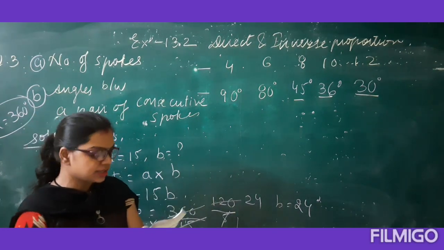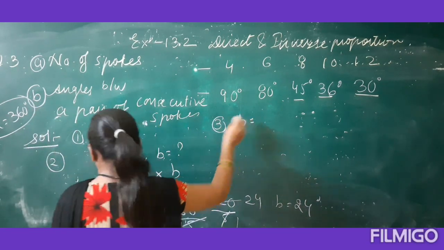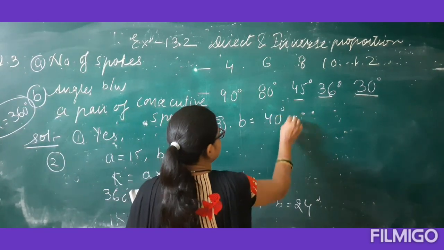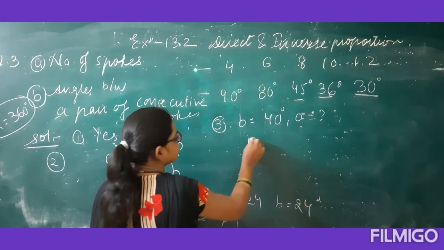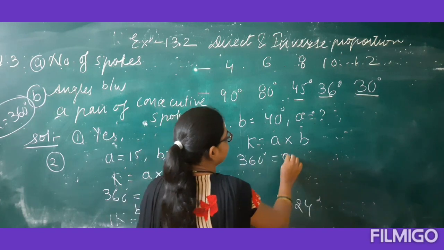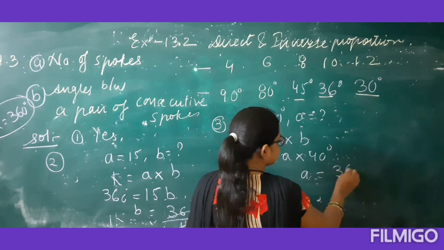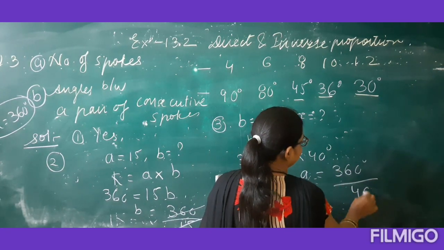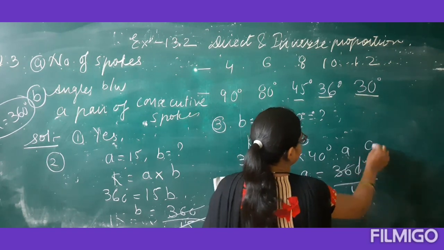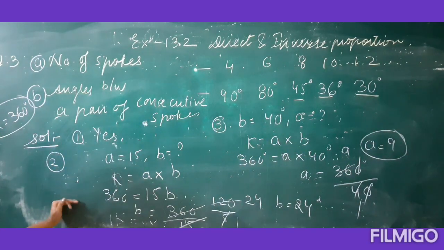Now the third question is saying how many spokes would be needed if the angle between a pair of consecutive spokes is 40 degrees. Means here what is given in the third question? B is given to you as 40 degrees. A you have to find out. K is equal to A into B. K is 360 degrees. A you have to find out. B is 40 degrees. So A will be 360 degrees by 40 degrees. This and this get cancelled. 4 1s are 4, 4 9s are 36. So A equal to how much? 9. And what is 9? 9 is the number of spokes here.